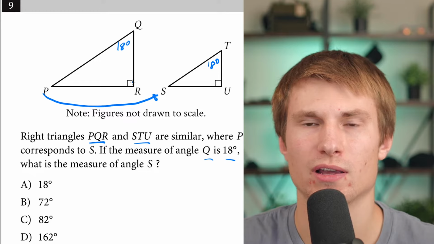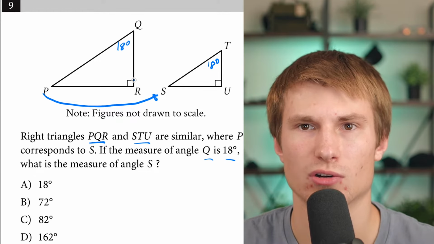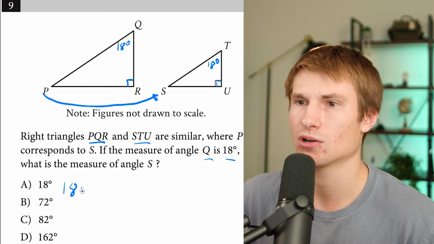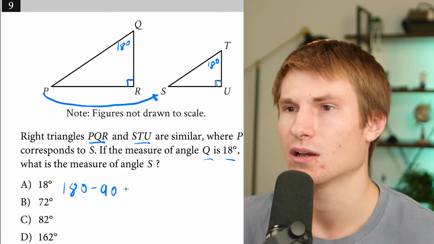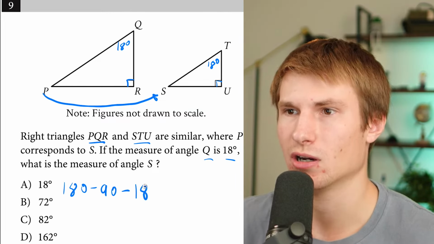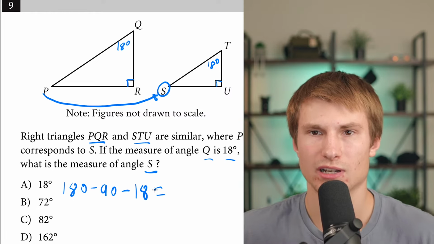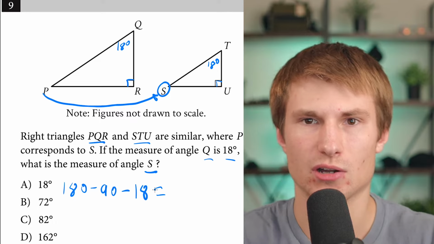Okay, well, we know that all of the angles in a triangle will sum to 180. We see you have right angles, which are 90 degrees here and here. So we can go ahead and do 180 minus 90 degrees. And then we also have to subtract our other angle measure of 18 degrees to solve for angle measure S right here. Okay, so 90 and 18 would sum up to 108.